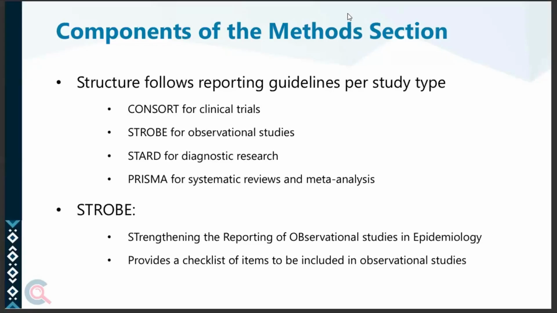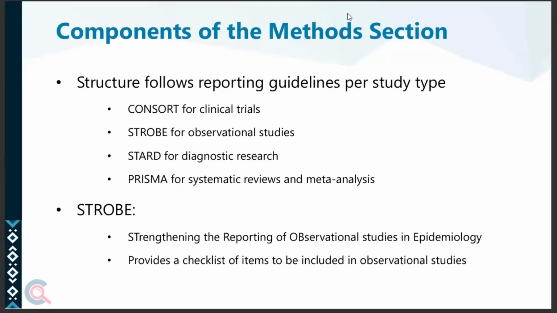The components of a method section. The method section follows structured reporting guidelines per study type. We have the CONSORT guidelines for the clinical trials. We have the STROBE guidelines for observational studies. We have the STARD guidelines for diagnostic research, and we have the PRISMA guidelines for systematic reviews and meta-analysis.